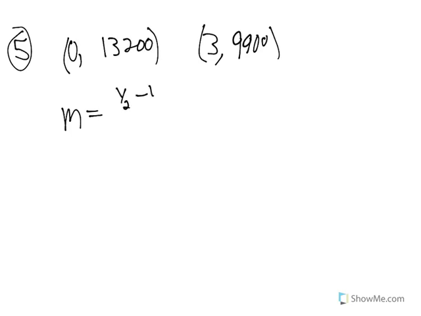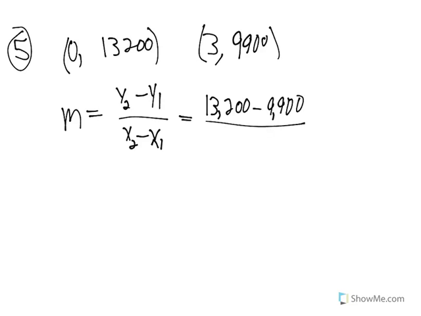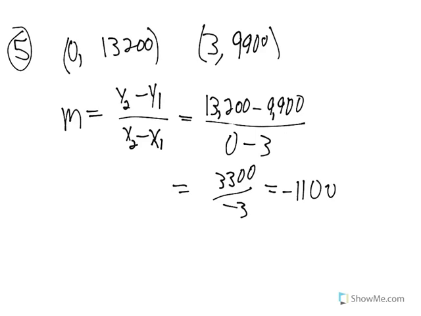So remember, y2 minus y1 over x2 minus x1. So we've got 13,200 minus 9,900 over 0 minus 3. So this comes out to, let's see, is this a nice number? 13,200 minus 9,900 is 3,300. Divided by negative 3 boils down to negative 1,100.